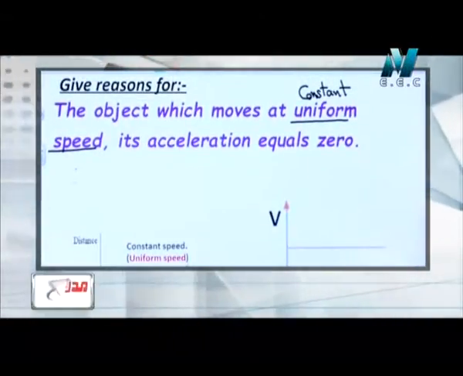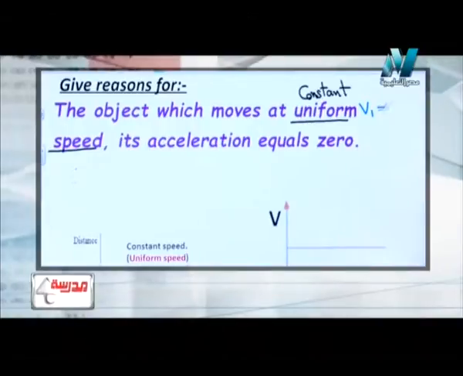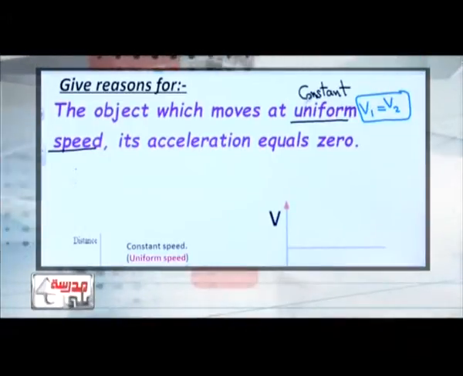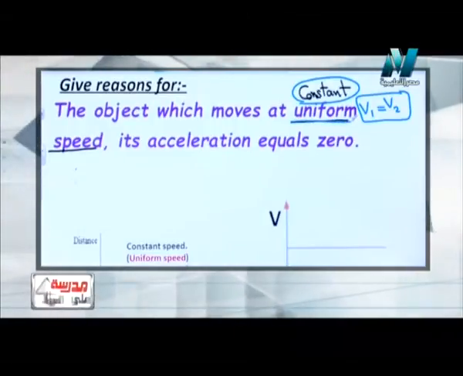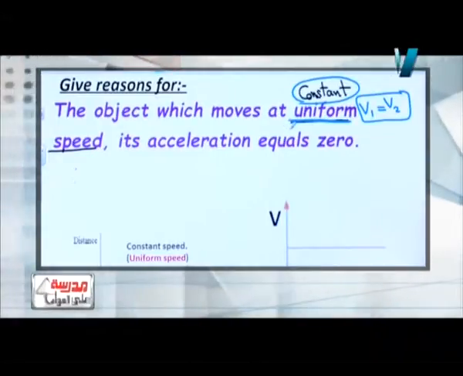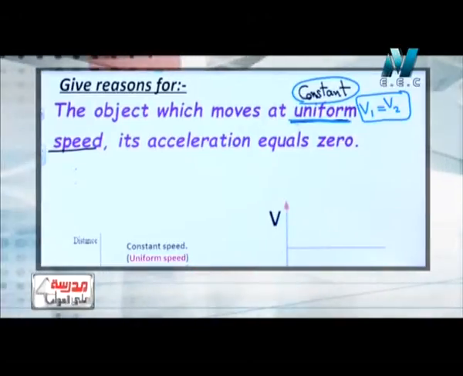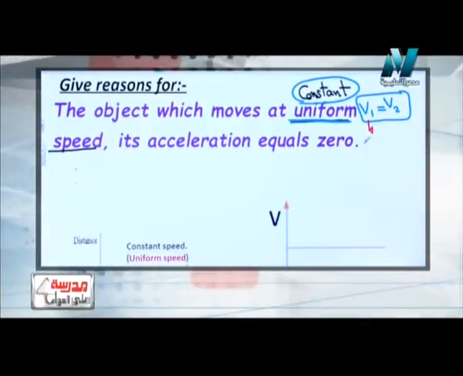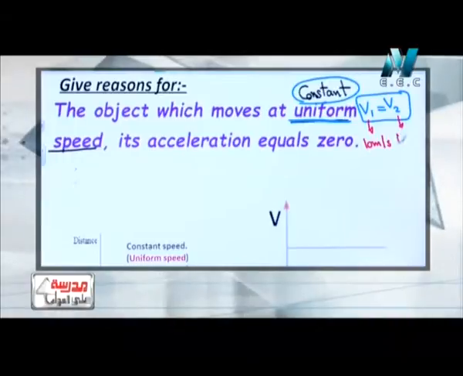As we have here, V1 equals V2. Final speed equals initial speed, because the speed is constant. السرعة ثابتة. Because this speed is called uniform speed. السرعة ما تتغيرش, as the speed of the moon around the earth or the speed of the earth around the sun. So acceleration equals 0. If for example V1 equals 10 meter per second, V2 equals 10 meter per second.